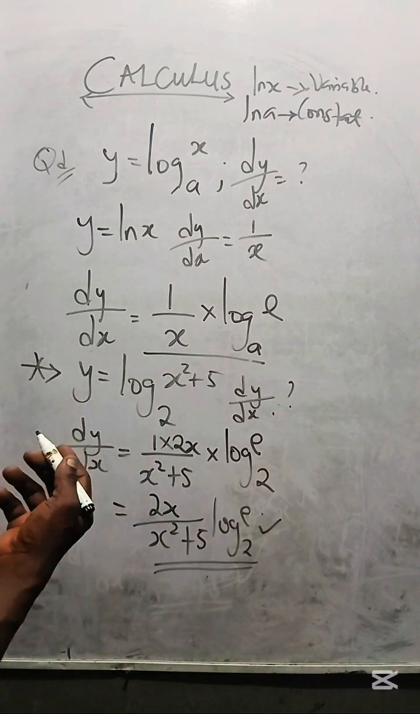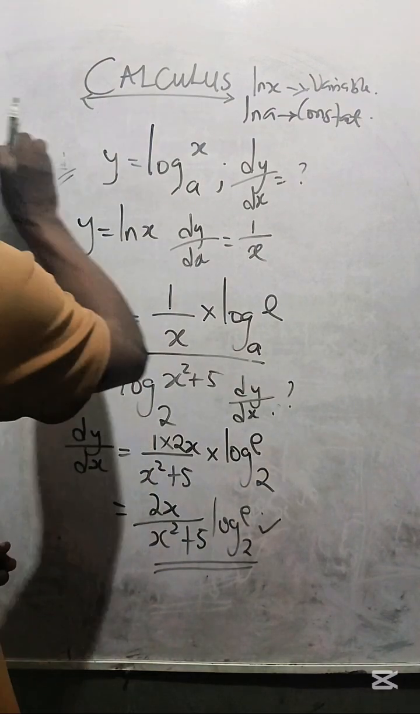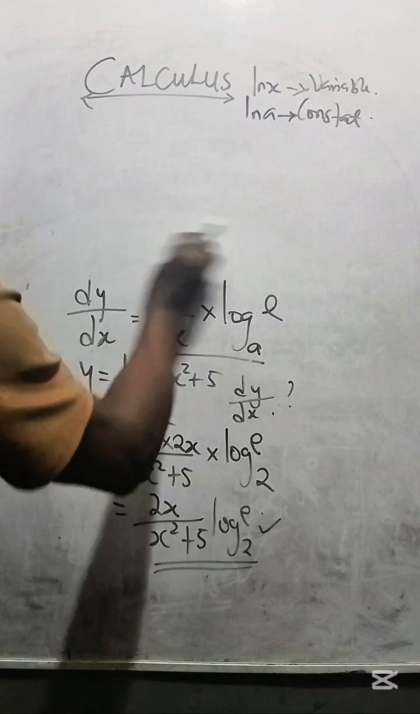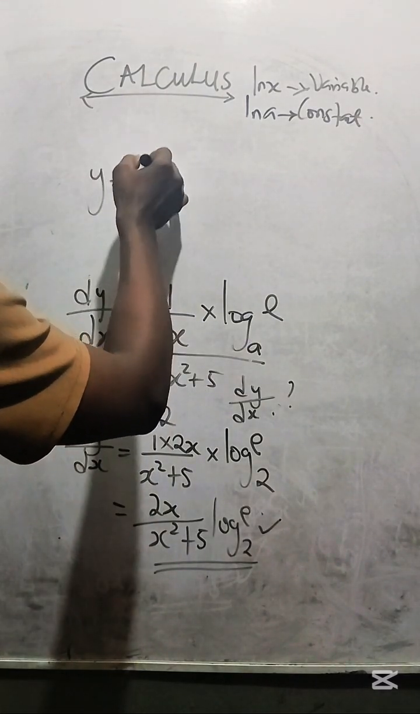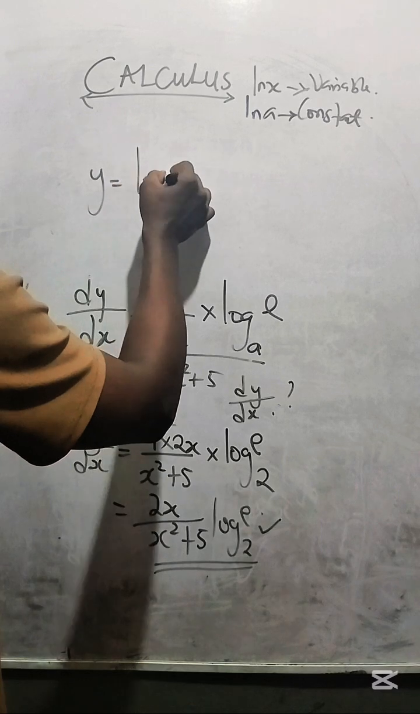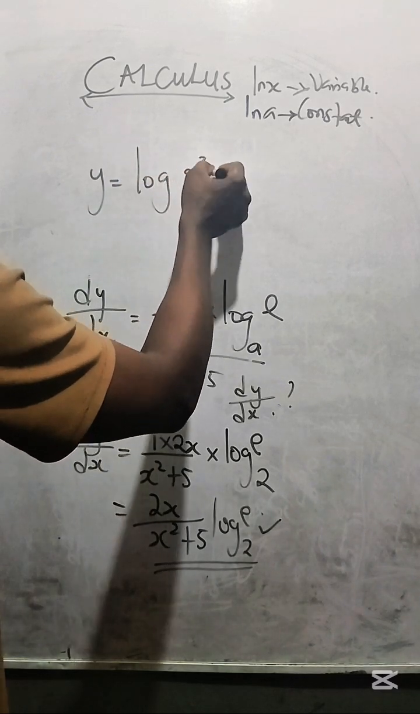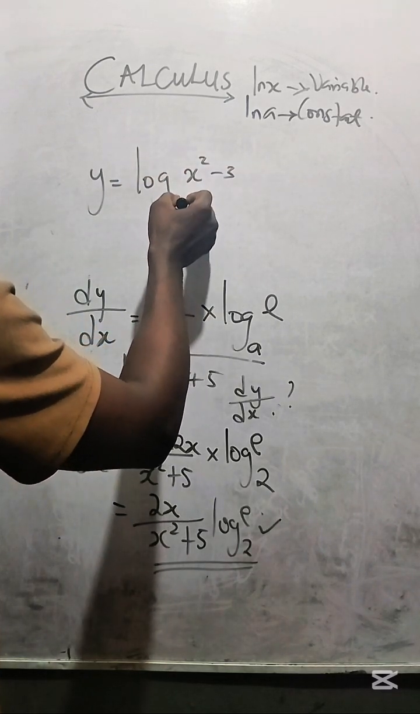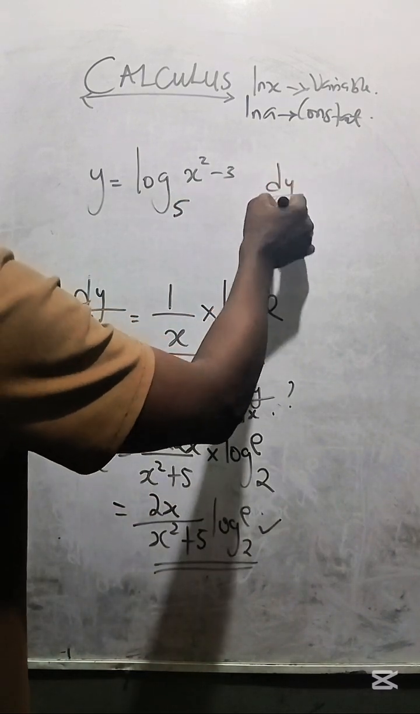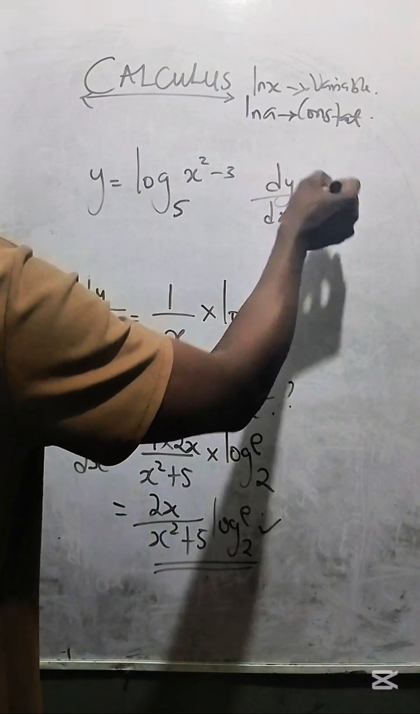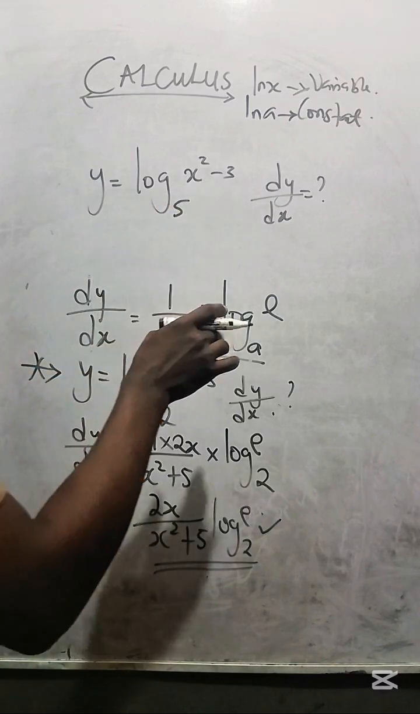Then I would like you to solve this for me. y is equal to log of x squared minus 3, base 5. dy/dx is equal to what? Leave your answer in the comment section.